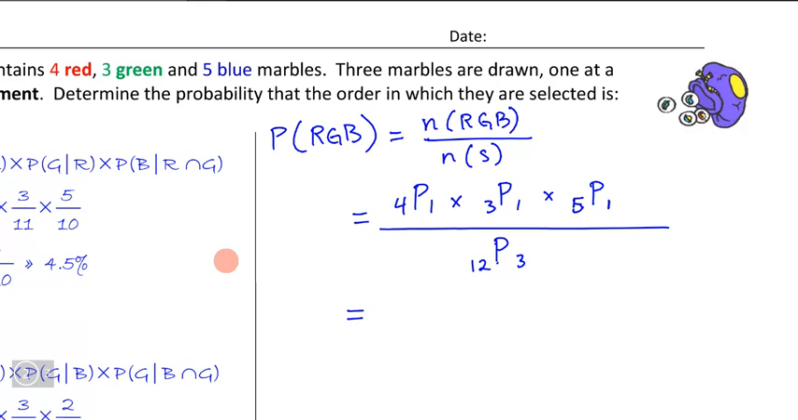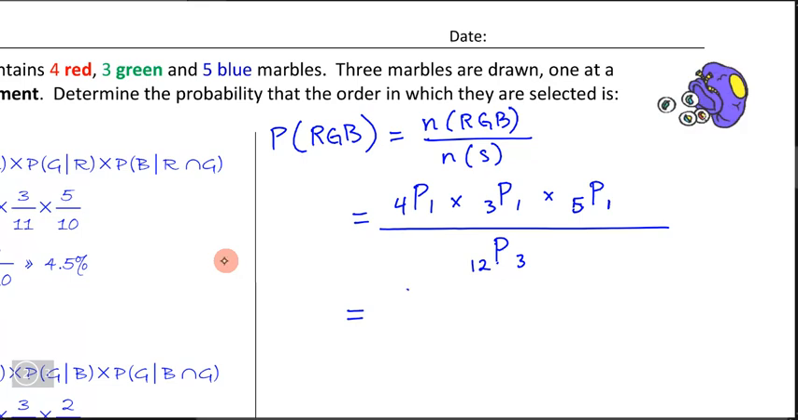So if I solve this, you have to enter this into the calculator, so it would be 60 divided by 1320. I'm just skipping the steps and putting the final answer there, which is 0.045 repeating, or 4.5%. So 4.5% chance that when I draw 3 marbles in a row, I get exactly red, green, and blue in that order.